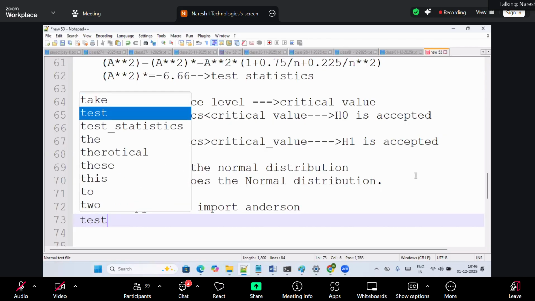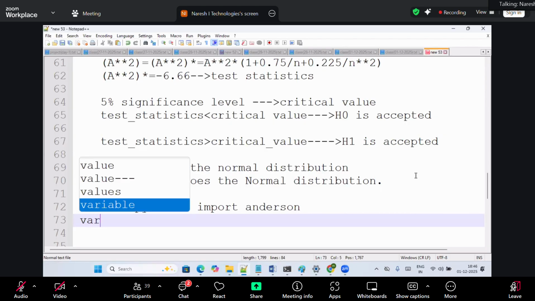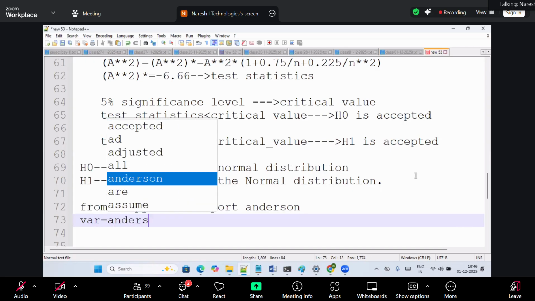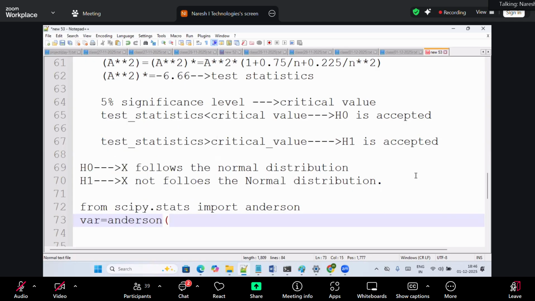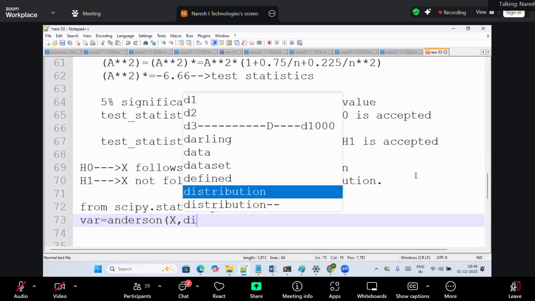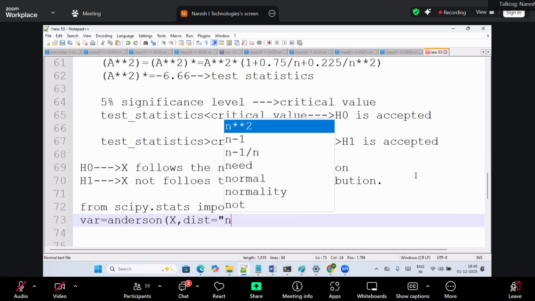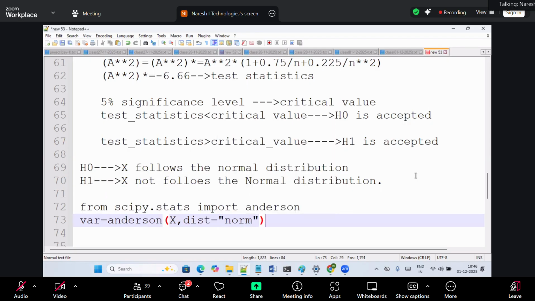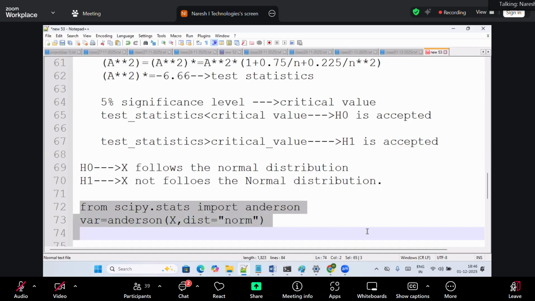You will get the test statistic. Let's take any variable equals to Anderson. You give here the X and you give here a distribution. Which one do you want to check? I'm giving here norm. That's it. These two lines will do everything for you, to check whether a particular distribution is a normal distribution or not. Did you understand, guys? I hope you did not understand.